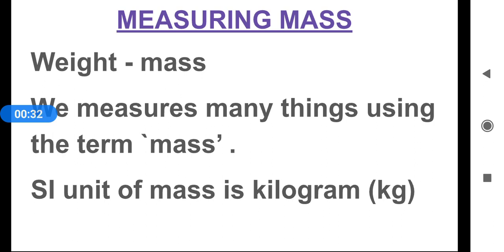We commonly use the term weight, which is actually the mass. Many things are measured in terms of mass in the commercial world. The SI unit of mass is kilogram, denoted by kg. In any case, the units are based on the items purchased. For example, we buy gold in gram or milligram, medicines in milligram, provisions in gram and kilogram, and express cargo in tons.